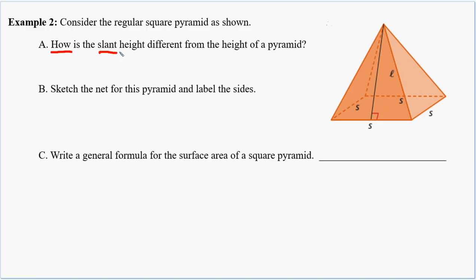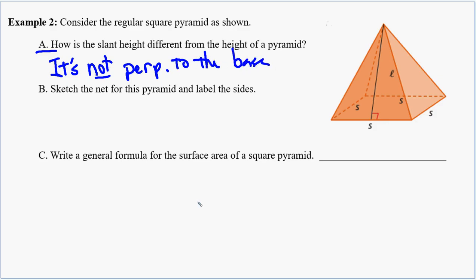So how is the slant height different from the height of the pyramid? Again, this slant height here, it is perpendicular to this edge of the base. But if I were to draw the height of the pyramid going down the middle of the pyramid, that is perpendicular to the base. And our slant height is not perpendicular to the base. So that's what I'd write for part A. It's not perpendicular to the base.